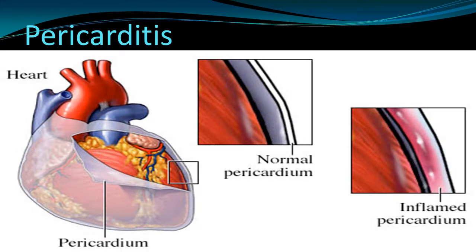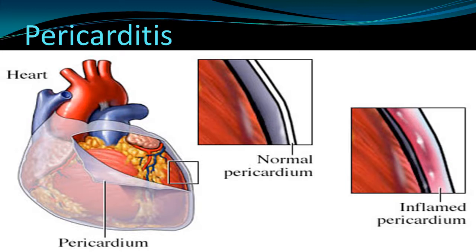Pericarditis is inflammation of the outer layer of the heart. Pericardium normally contains very thin rim of fluid between the myocardium and pericardium, but when there is inflammation, the pericardium is thickened, it's hyperemic, blood circulation to the pericardium is increased, and this is an extremely painful condition.